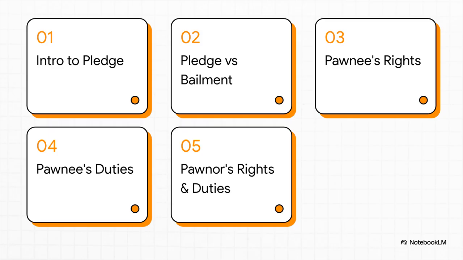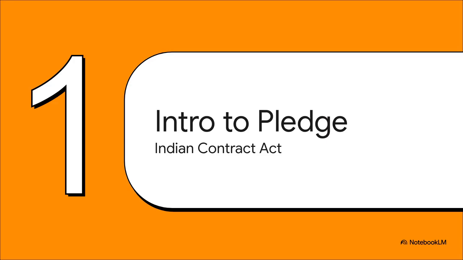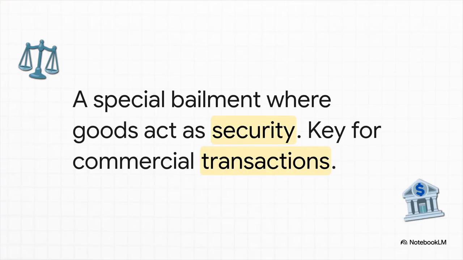Let's move on. Section 1, Introduction to Contract of Pledge. A strong, definitive introduction is absolutely non-negotiable when you are tackling a 16-mark question. Write down the text exactly as it appears. A pledge is a special form of bailment under the Indian Contract Act 1872, where goods are delivered as security for a debt or performance of a promise. It is widely used in banking and commercial transactions.